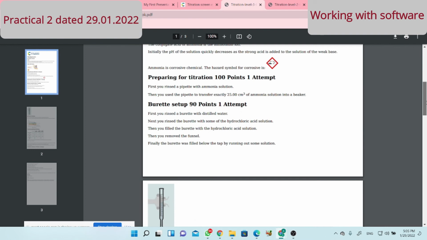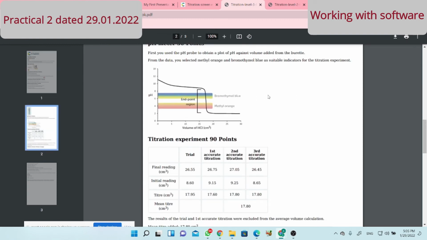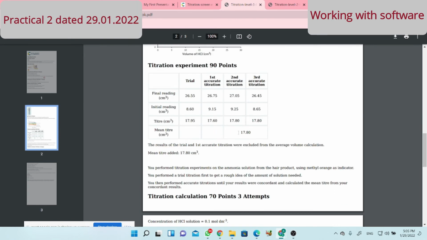You are learning chemistry here. The main portion is chemistry, and learning about it is important. See the endpoint, how the changes occur. So you can work on everything. Read that. If problems are there, we'll discuss. So what are the titration readings? What is the average reading?